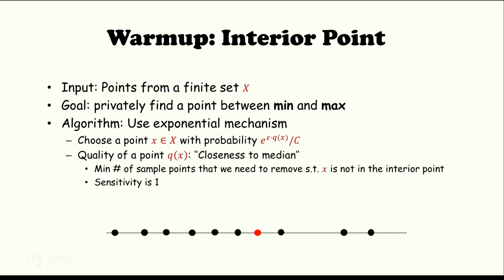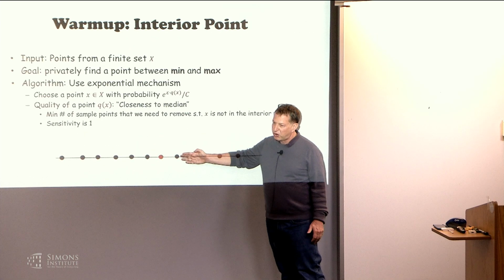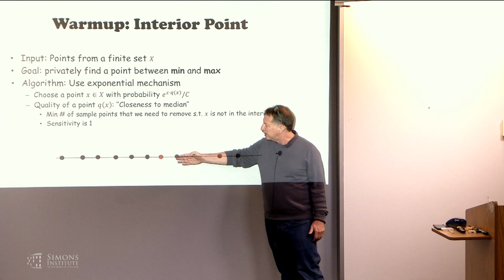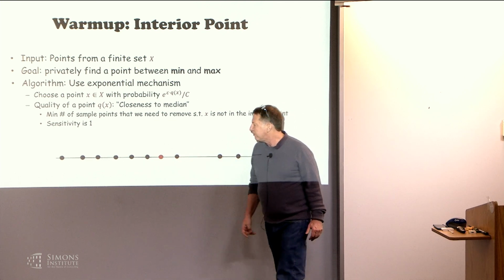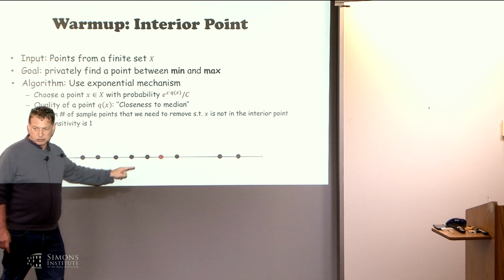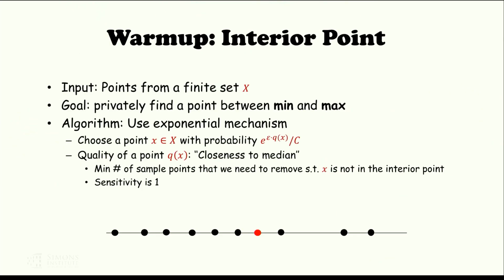To apply this, we need to know what the quality function is. In this case, the quality function is the closeness to the median. In other words, it's the minimum number of sample points that we need to remove such that x is not an interior point. For example, if we remove these 3 points, the red point won't be an interior point of the remaining points, so the quality is 3. If we had taken a point in this segment, the quality would be 4.